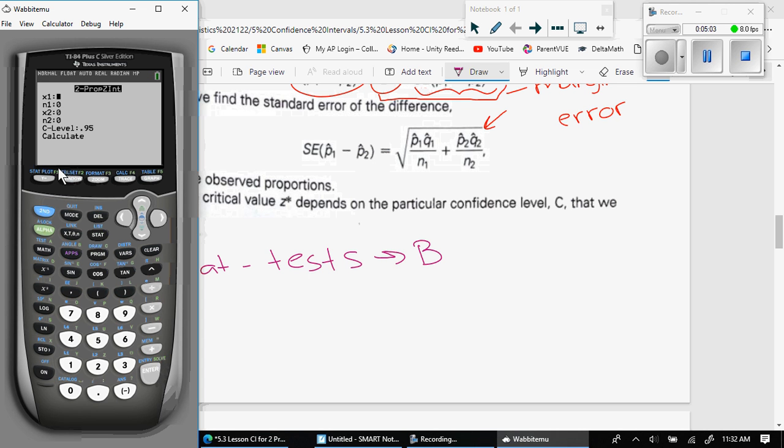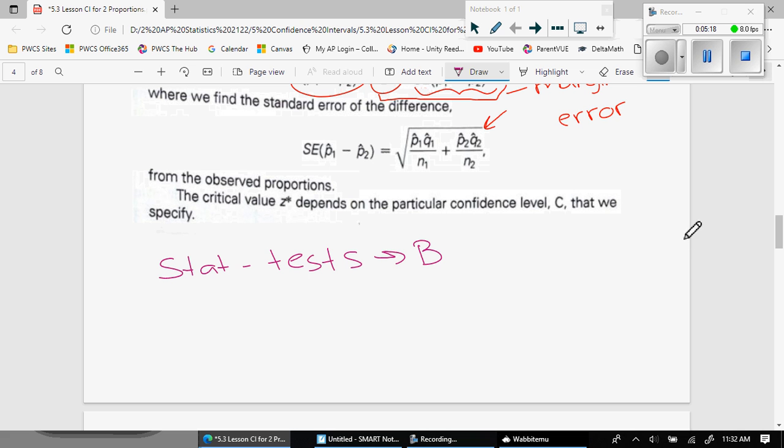And it's going to give us a place now to enter two X's and two N's because we have two samples. We have two groups. And remember, X is the number of successes and N is the sample size. And of course, you put your confidence level in there and it can calculate a confidence interval for you. And that's how we're going to do it. We'll use the calculator.